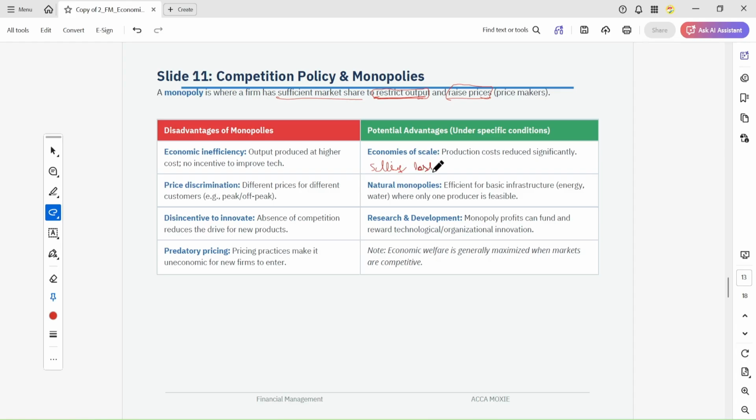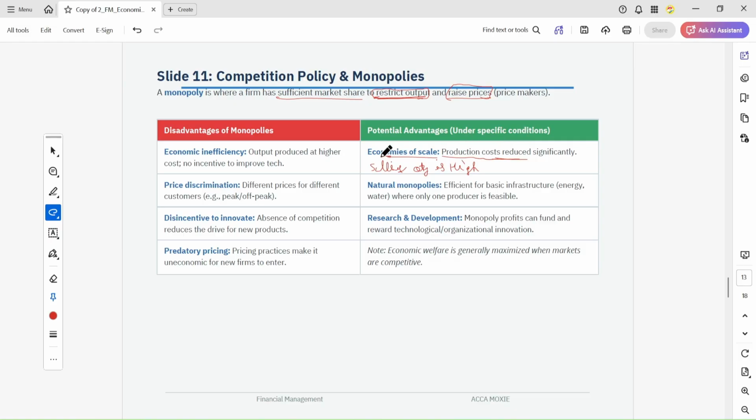You are selling lots of units, so your quantity is high. When you sell lots of quantity, you can produce at a cheaper rate because of the economies of scale, because you can buy raw material in bulk quantity. When you buy raw material in bulk, you will get a better price, and you don't need to set up the machine again and again. That will save your cost further.